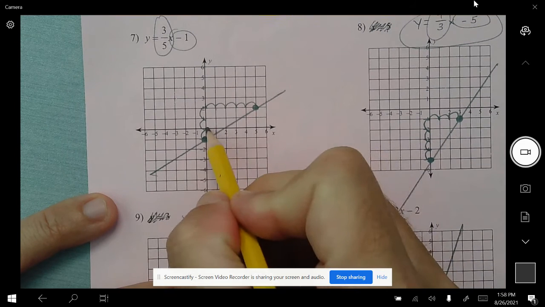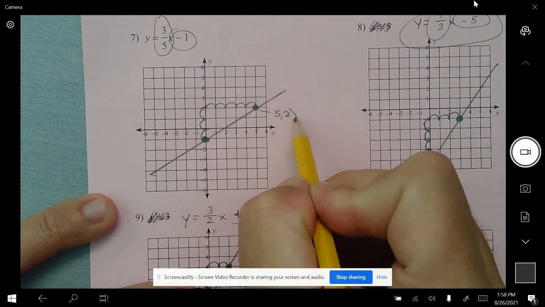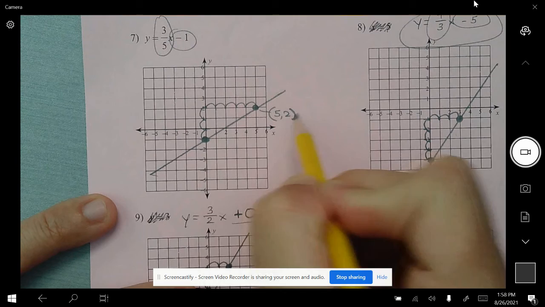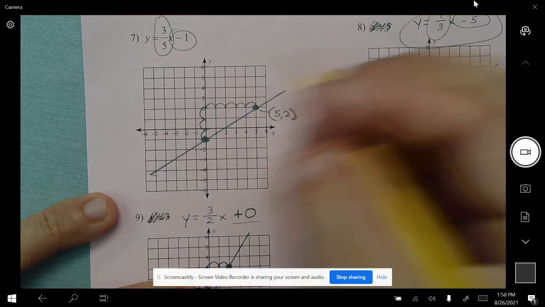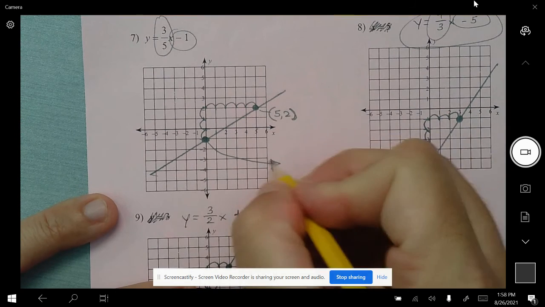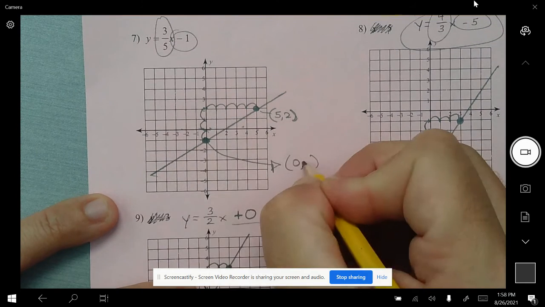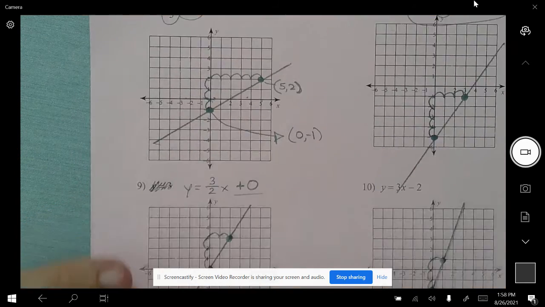Could you also plot points? Let's talk about points again. Over 5 up 2. Would this point be over 5 up 2? Remember, you go left or right first, and then you go up or down. What about when it's on the axis? Where's this point at? Would you go left or right? You don't go left or right, you just go down 1. See how that makes sense?